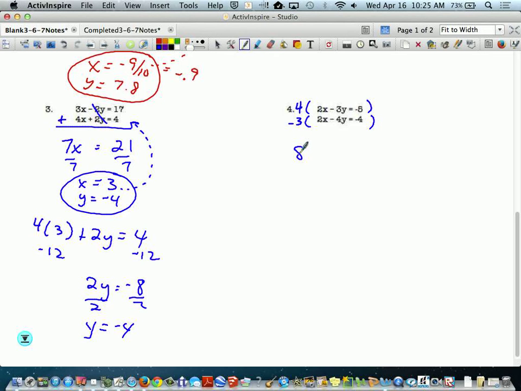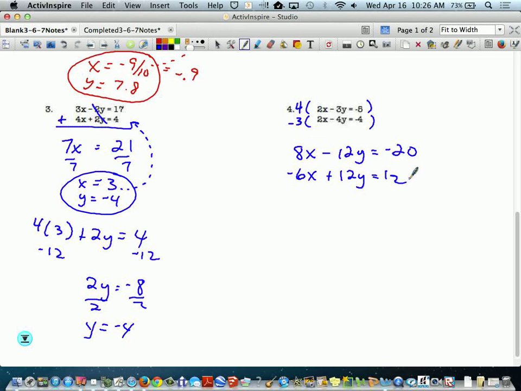Wait, where did you get those numbers? Hang on just a second. So, I'm picking 4 and negative 3 because I was asking a question, how are you going to get rid of the y's in this case? It'd be really easy to say subtract and just say 2x minus 2x would be gone, and then negative 3y minus a negative 4y. But it's a little bit more difficult to keep track of negative signs. So by multiplying everything on top by 4 and everything on the bottom by negative 3, what do you notice about the y values?